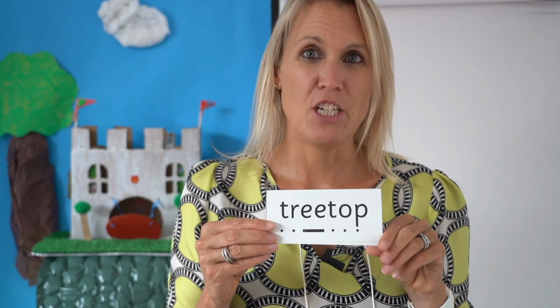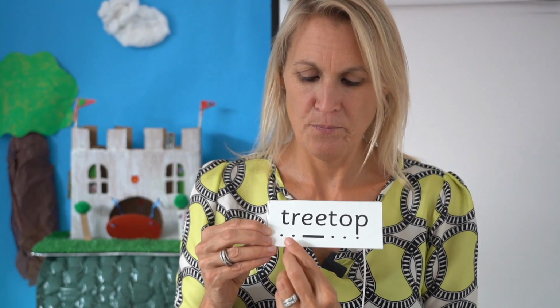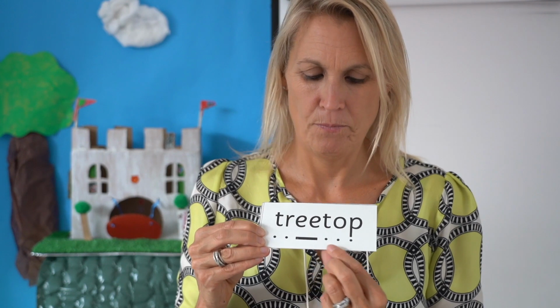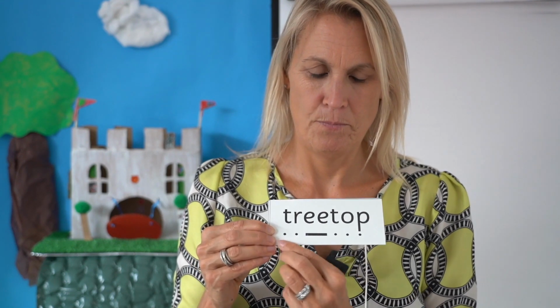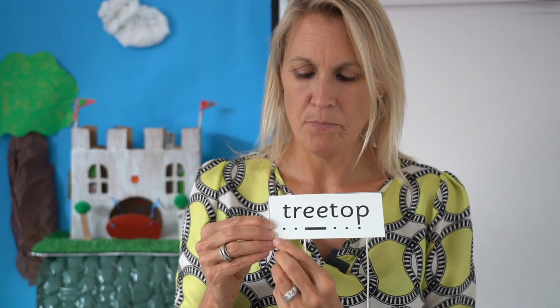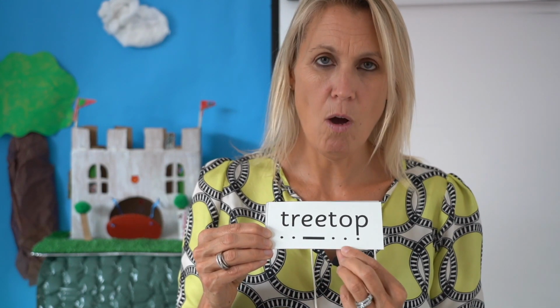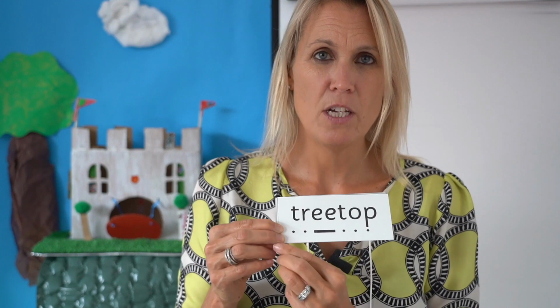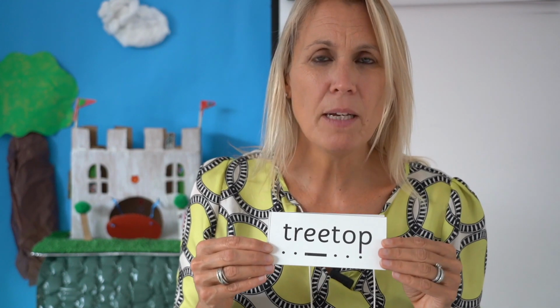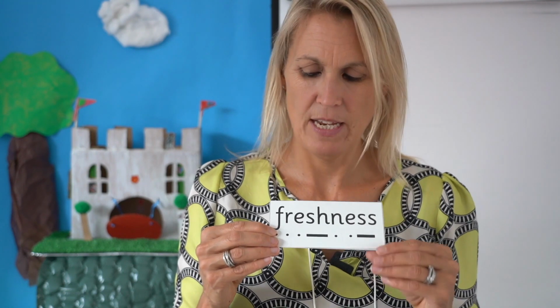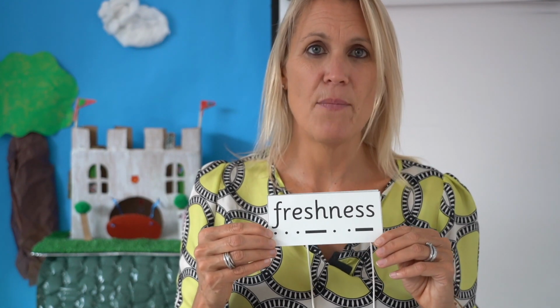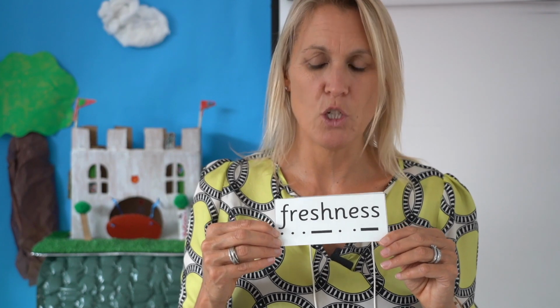Try the next one. Read each sound, then blend. It's longer, so let's chunk it again. Ready? Read it with me. T, R, E, tree. T, op, top. Treetop. A big bird was sitting on the treetop. Have a look at this one. Read each sound, then blend. It's longer, so let's chunk it again.